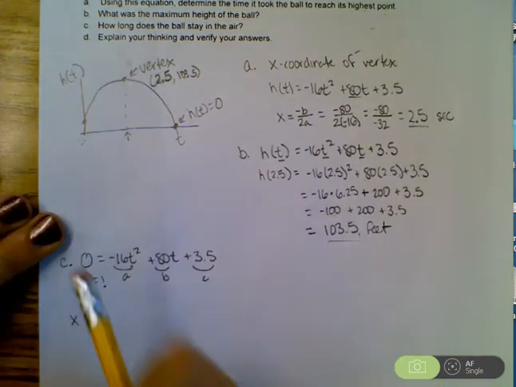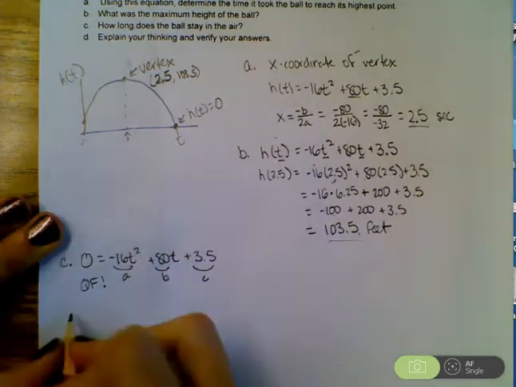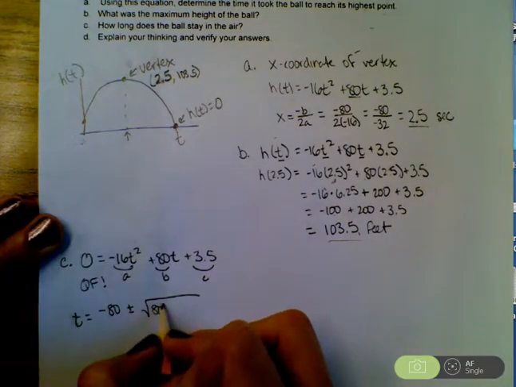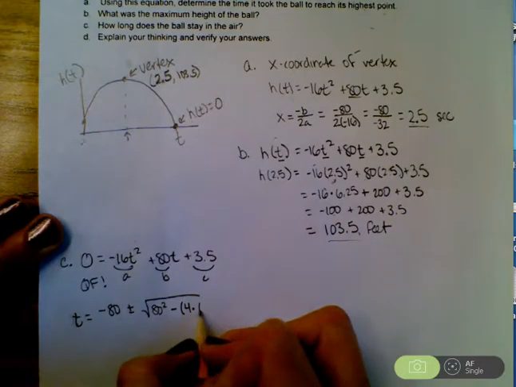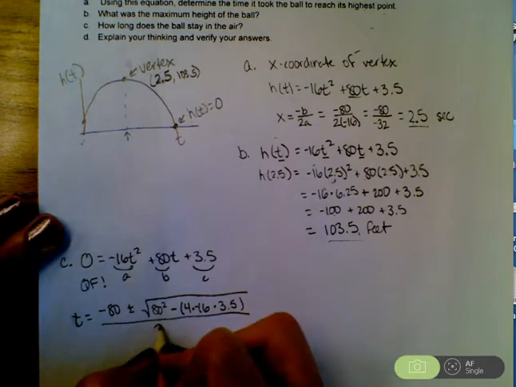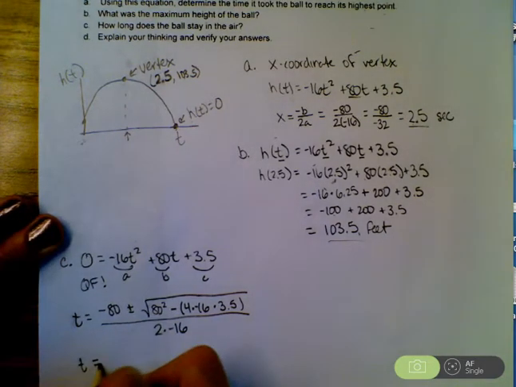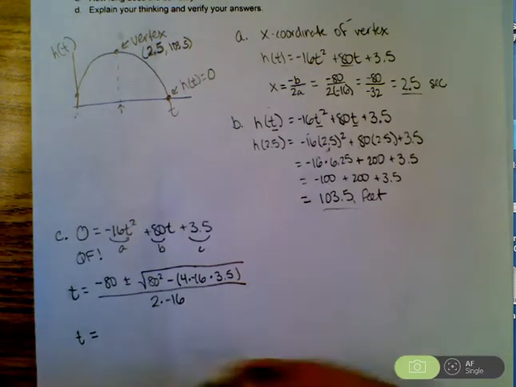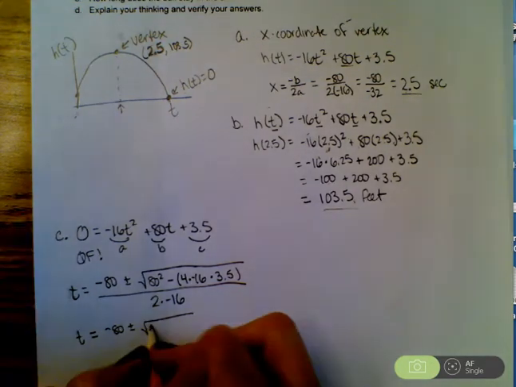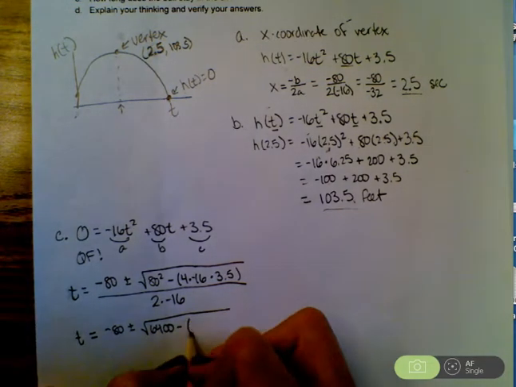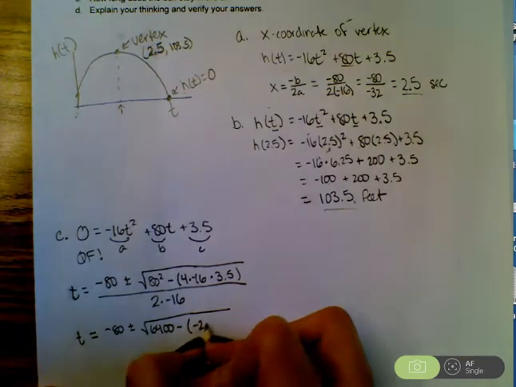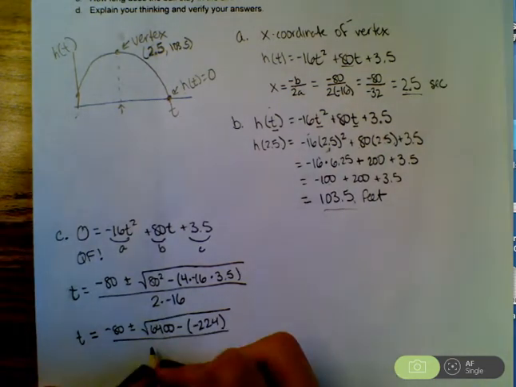So x, or t in this case, t equals negative b plus or minus the square root of b squared minus 4 times negative 16 times 3.5 all over 2 times negative 16. So t equals negative 80 plus or minus the square root of 6,400 minus 4 times negative 16 times 3.5 is negative 224. And that would be negative 32 on the bottom.